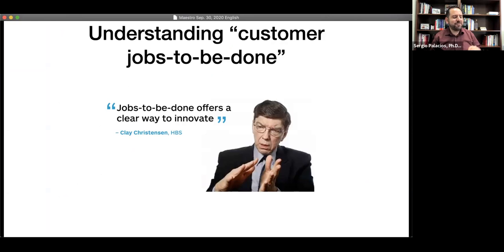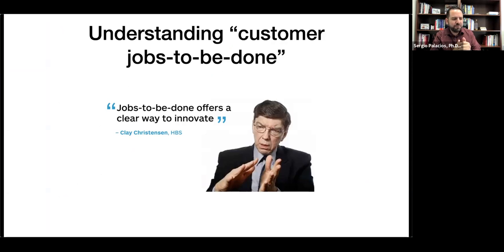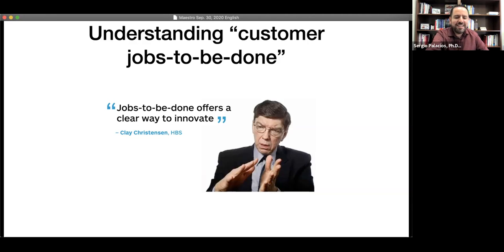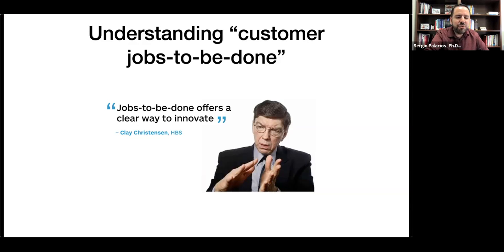The next one is really important, and this is about the customer jobs to be done. Clay Christensen, Harvard Business School professor, passed away recently. He was the father of disruptive innovation. Amazing guy. He talks about how we should think in terms of the jobs that our customers have. And I'm not talking about where you work. I'm talking about what it is that you are looking to do with this particular solution.